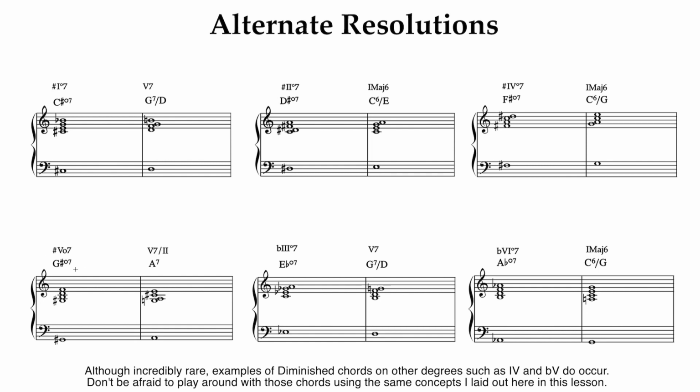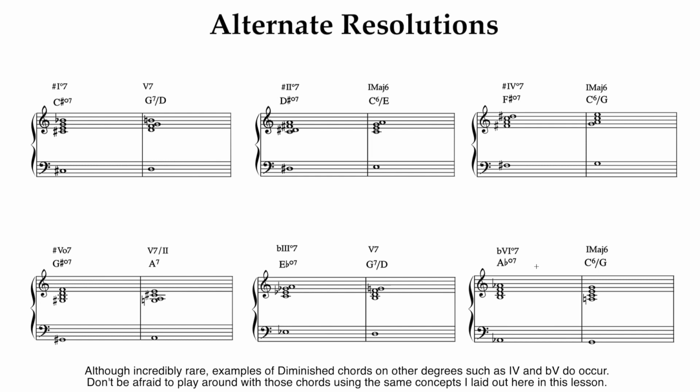The sharp 5 diminished 7, which normally resolves to a minor 6 chord, can resolve instead to a dominant 6 chord, acting as the 5 of the 2 chord. Flat 3 diminished 7, which normally resolves to the 2 minor 7, can resolve to the 2 chord's related 5 chord in second inversion, in this case the G7 over D.